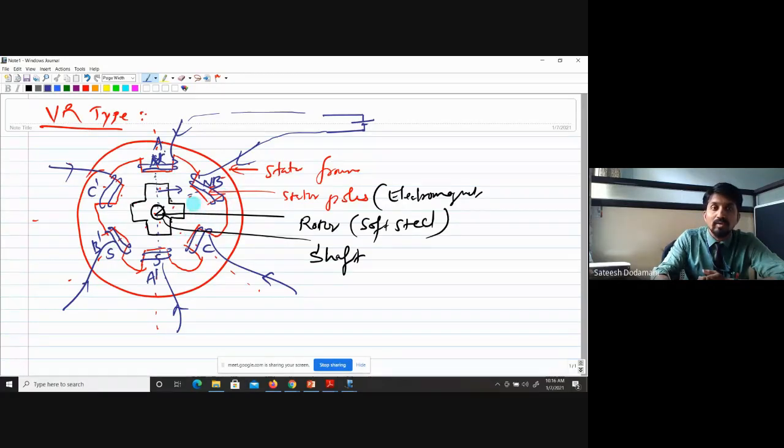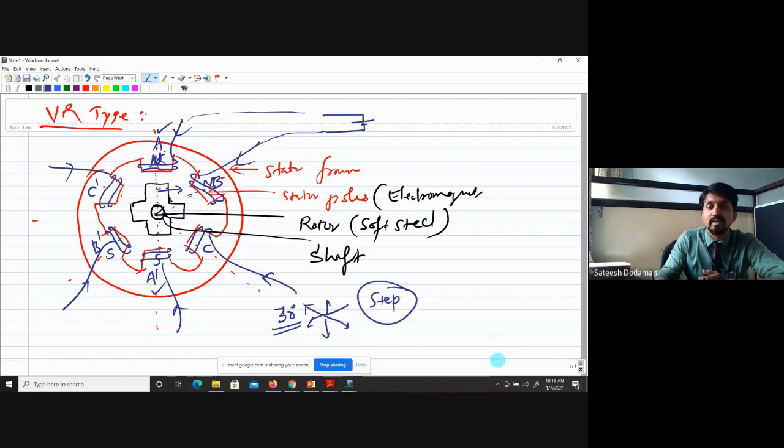So here what we are going to get, if you energize A and A dash phase at a time, then a 30 degree step angle you are going to get. So 30 degree it moves in this way, and again if you energize B, then again 30 degree it will move. So in that way it moves in a 30 degree fashion. So it is called moving in steps.